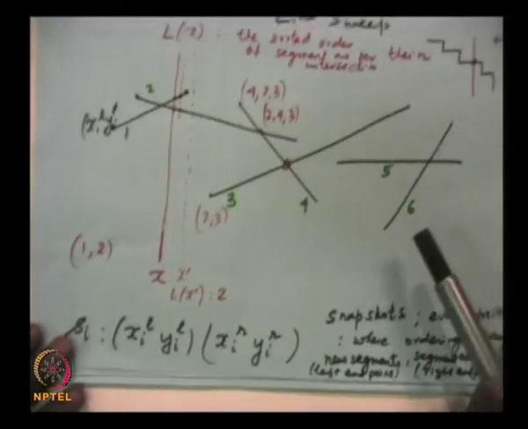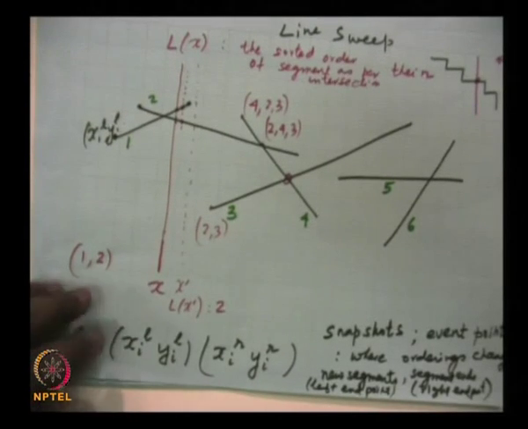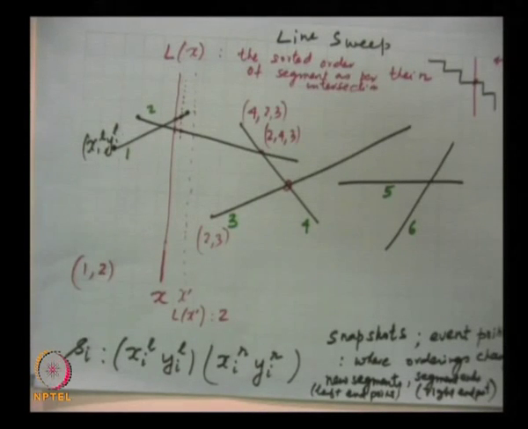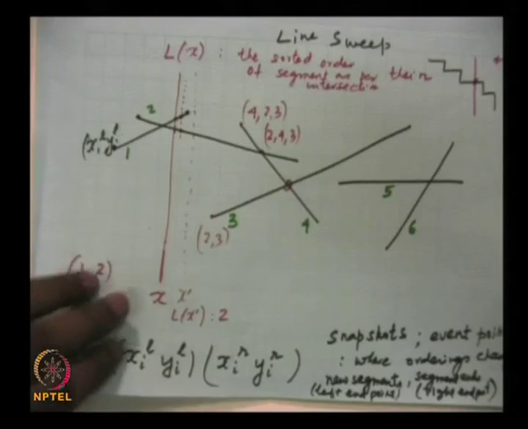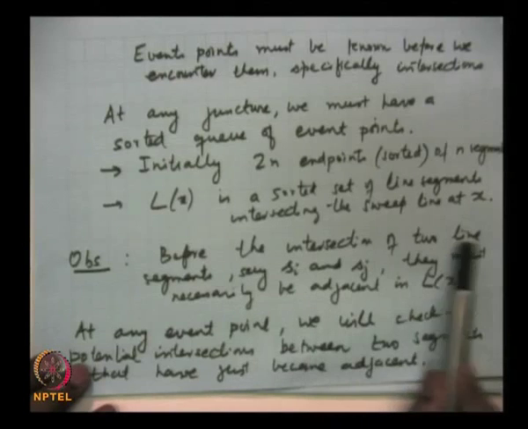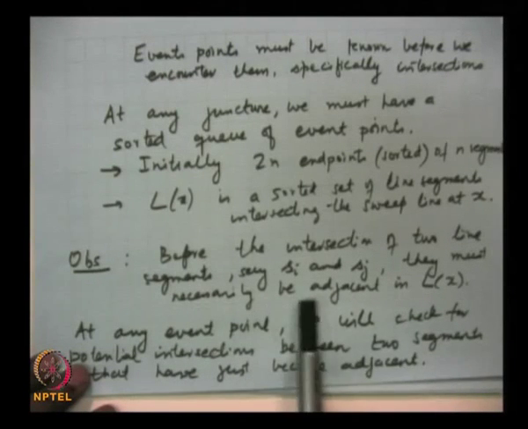All right. So, there are only three kinds of event points: new segments, when a segment ends, and when there is an intersection point. Now, the first two event points are known to us at the time the input is given to us, all the endpoints are known, left endpoints and right endpoints. It is the intersection points that we have to determine, and we must detect them before we actually sweep past the intersection point. And how do you do that? Then we made this observation that before the intersection point of two line segments, they must necessarily become adjacent.